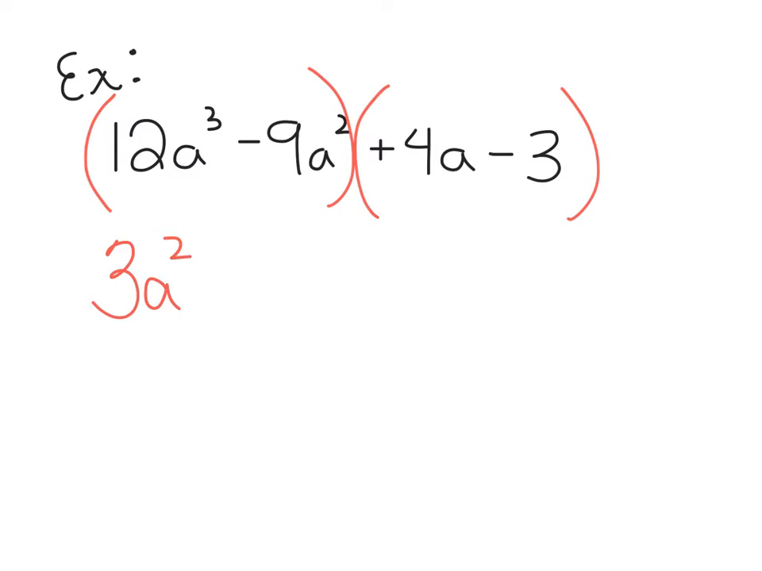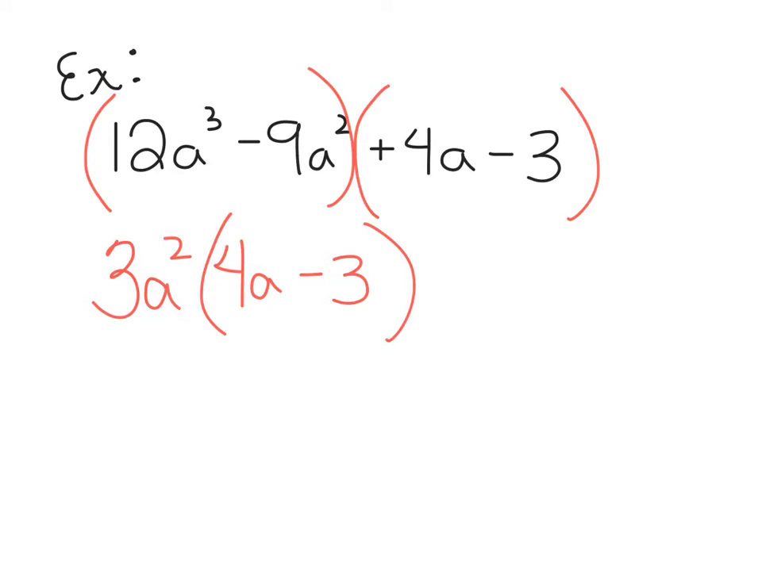Once I pull out that 3a squared, what's left in the parentheses is 4a, not 4a squared, just 4a right there. Then minus 3. Now, how did I know that? Simple, because if I multiply 3a squared by 4a, I get 12a cubed. And if I multiply 3a squared by negative 3, I get negative 9a squared. So I pulled out that GCF.